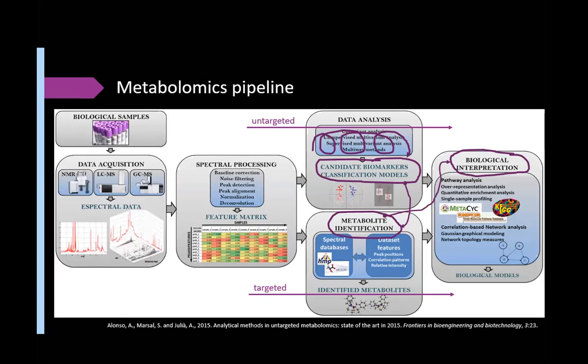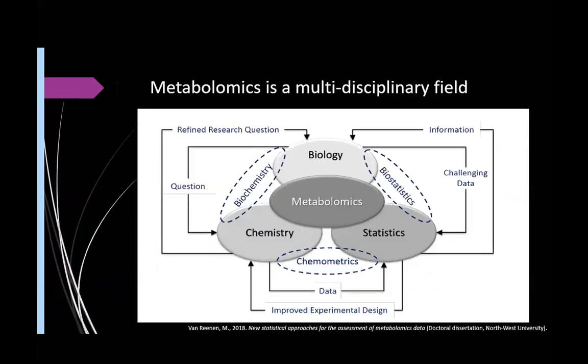So I mentioned quite a few experts are needed in this: analysts, analytical chemists, your stats person. Basically, it's a lot of collaborators, all with different expertise, but they must all be involved in the development of the project. So metabolomics is a multidisciplinary field. This image I've taken from Marie van Rienen's PhD thesis. She is our resident stats expert. I think it's quite a nice, simple image, but also a complex image to explain what metabolomics is.